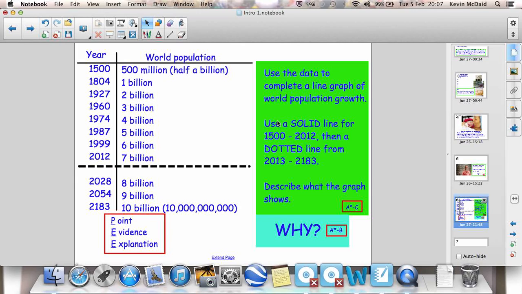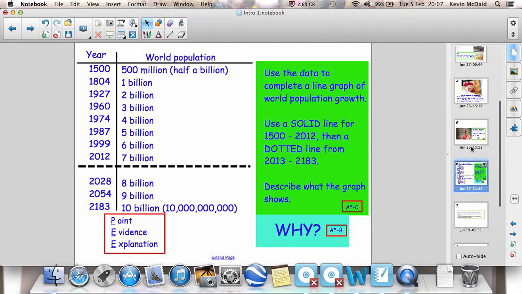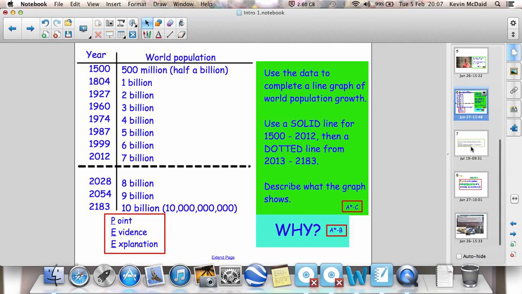Look back over your graph, look back over your analysis that you wrote, and remember the key points from that, because you may need to use those again in the exam. If it's an extended question, as you can see here on the slide, remember point, evidence, explanation. So that's lesson 1 of the population unit.